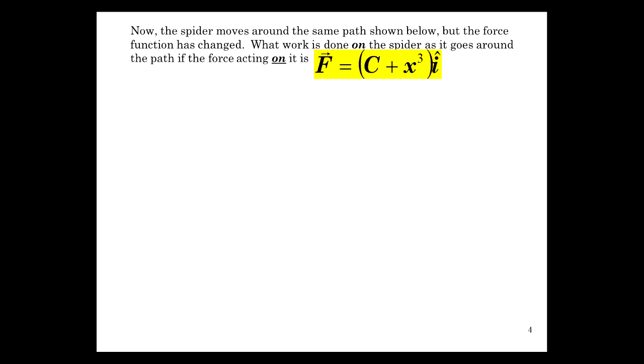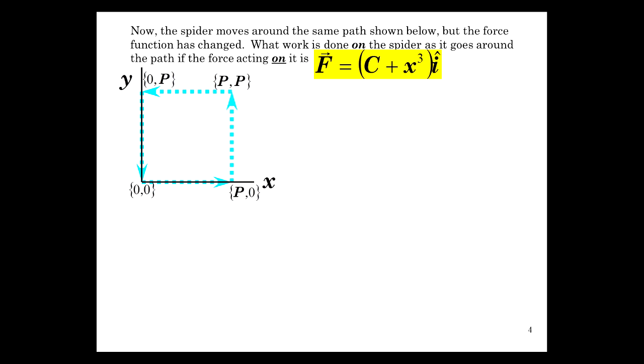Well, let's do another example where we make that spider move around the path we had before, but this time that poor spider is going to be subjected to a different force than we had. In particular, it's going to be (c plus x cubed) times i. So the direction is going to be in the x direction everywhere, and its value is related to the value of x plus some constant. So the constant could be anything.